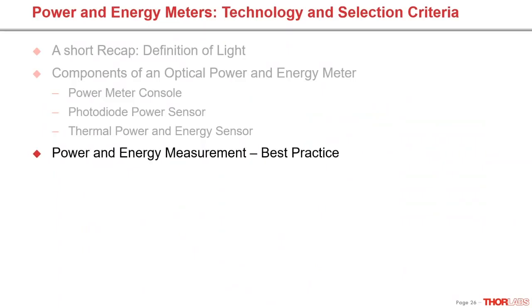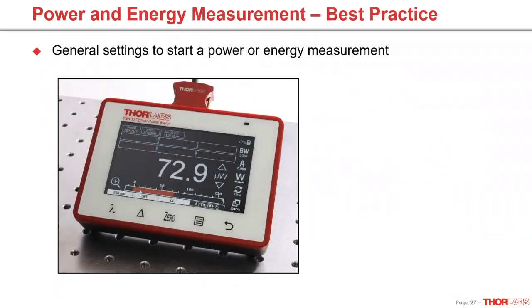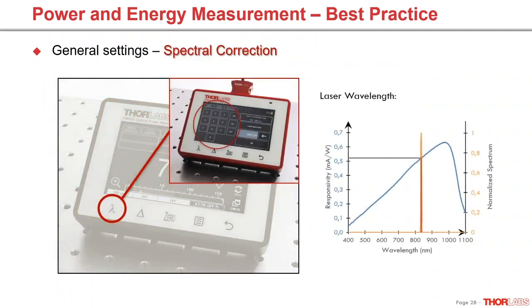Now it's time to get into practical examples and applications. The first step is obvious. You have to choose an appropriate sensor and connect it to the meter. Prior to starting a measurement, there are some initial settings you have to care about. The first and most important one is the spectral correction. This is mandatory to get reliable measurement results.